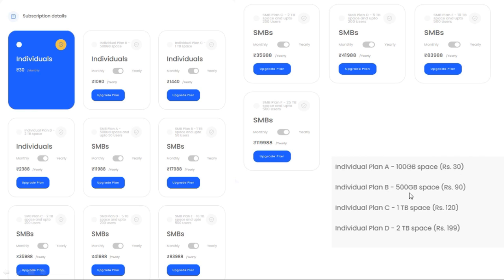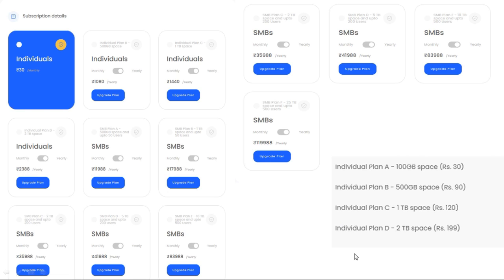For 500 GB you will be charged 90 per month. Means for 500 GB, as you can see here, you will be charged 1080 per annum. Again, for 1 TB you have to pay 120 per month. It accumulates to 1 TB space, 1440 per annum. And finally 2 TB you have to pay about 200 rupees per month, and it's actually 2388 per annum.